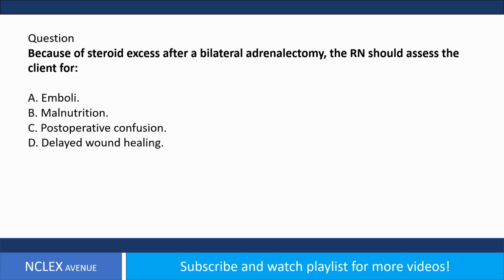Question. Because of steroid excess after a bilateral adrenalectomy, the RN should assess the client for A. Embolia. B. Malnutrition. C. Postoperative confusion. D. Delayed wound healing. Answer. Choice D is correct. Explanation.